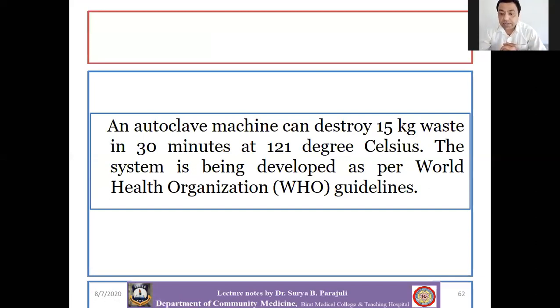An autoclave machine can destroy 15 kg of waste in 30 minutes at 121 degrees Celsius, as per WHO guideline.